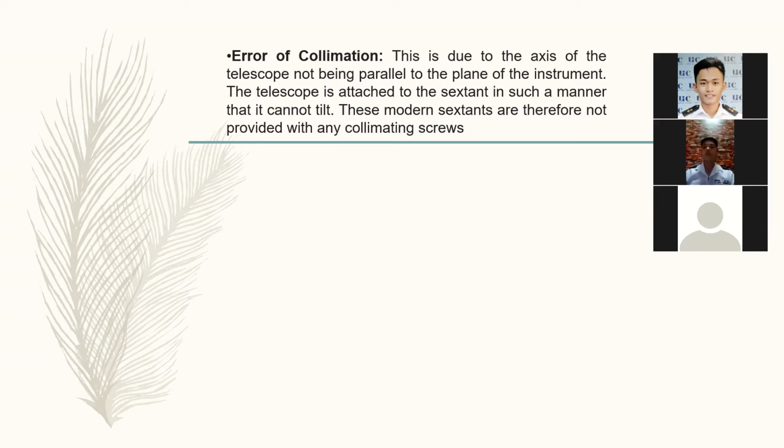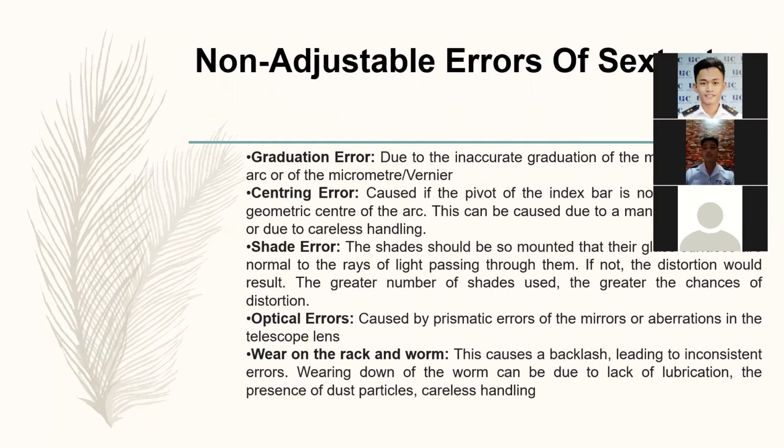So what is this error? This is the error that occurs if the telescope is not parallel to the frame of the sextant. It occurs less frequently compared to other errors, but when it occurs, higher than the normal sextant altitudes are measured. To confirm that the telescope is parallel to the frame, set the sextant on a stable table and sight along the frame of the instrument toward the wall. So that is how to check the error of collimation. Next slide please.